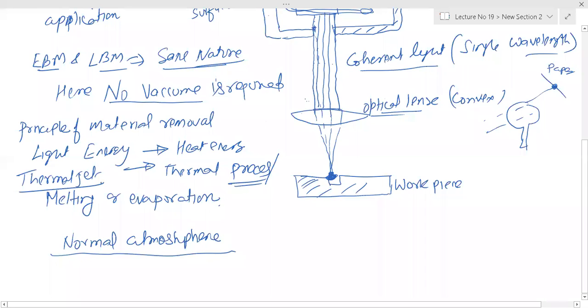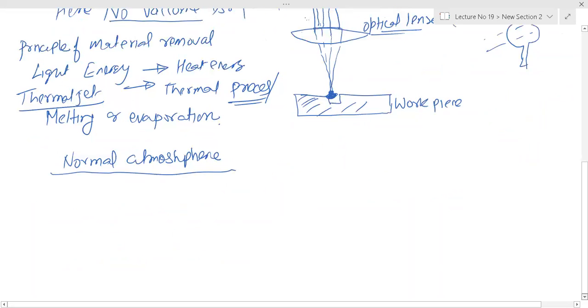Laser beam machining and electron beam machining, or plasma arc machining, which I will discuss later, are thermal jets. Abrasive jet machining and ultrasonic machining are basically mechanical jets, because abrasive is forced and pumped. So the normal atmosphere will be there, and again, the application part.